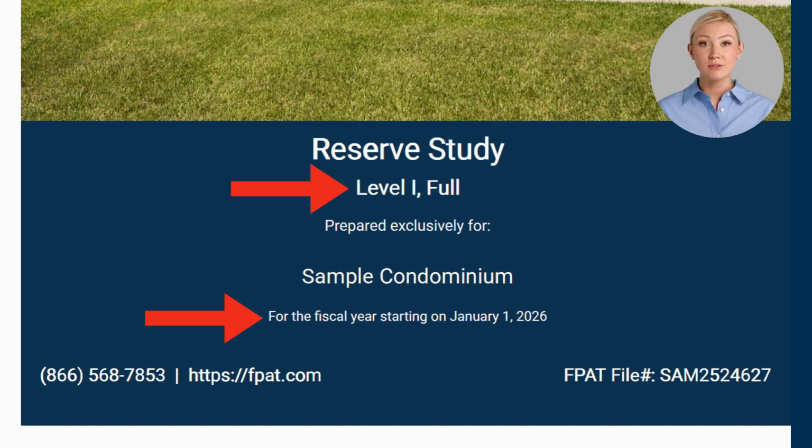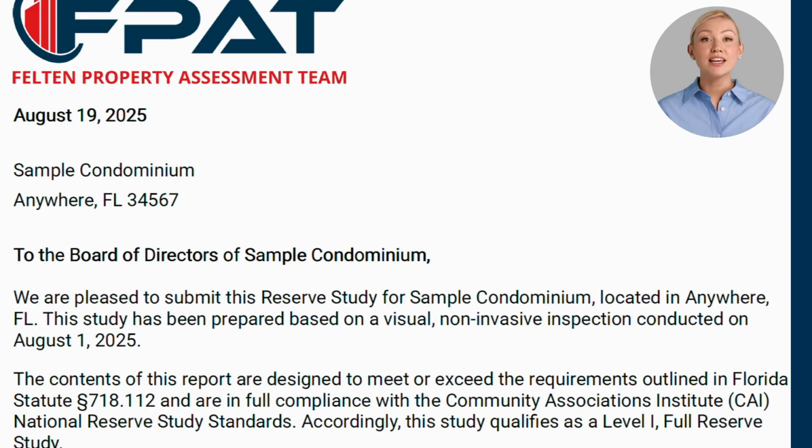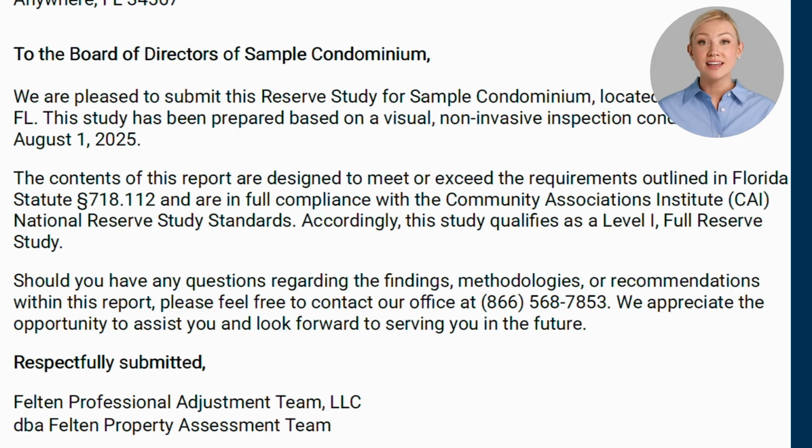into the report itself. After the cover page, the next two pages you'll see are the letter of transmittal and the table of contents. The letter of transmittal serves as a formal introduction to the study. It includes key details such as the report's publication date and the date of the on-site analysis.